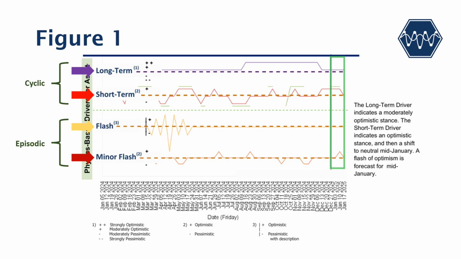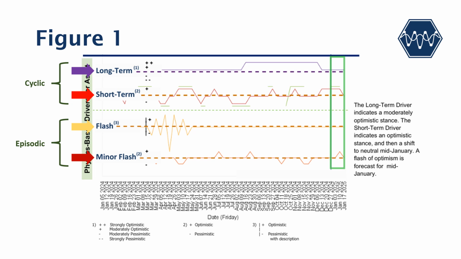The minor flash driver, shown as the rose line, identifies brief bursts of optimism and pessimism that last generally a week or 2. This driver can be a catalyst for a more meaningful change in market price trend when it happens at the same time as a shift in other drivers. For most investors, these episodes should be considered alongside other drivers and serve as confirmations of other naturally occurring shifts that influence investor behavior.